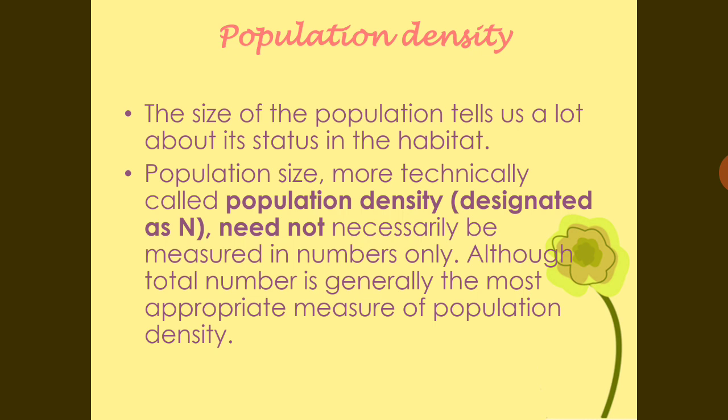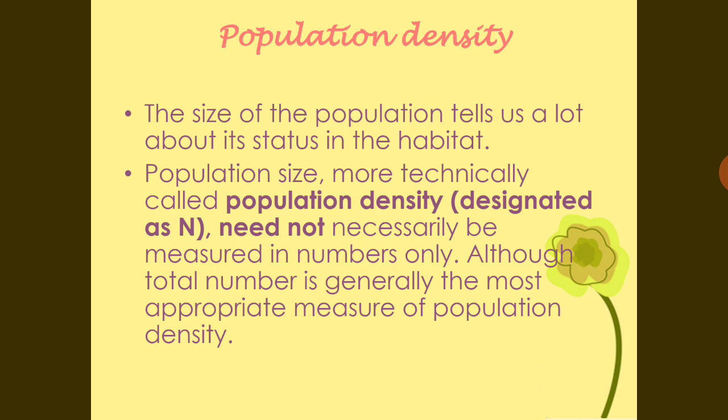The second thing is the biomass, or we can say it is the percent cover also. And third is the relative density. Relative density of any species is the total number of individuals of a species divided by the total number of individuals of all species, and it is then multiplied by 100.